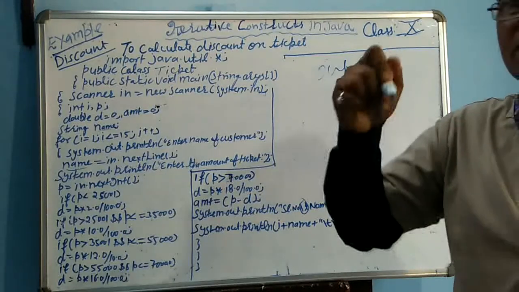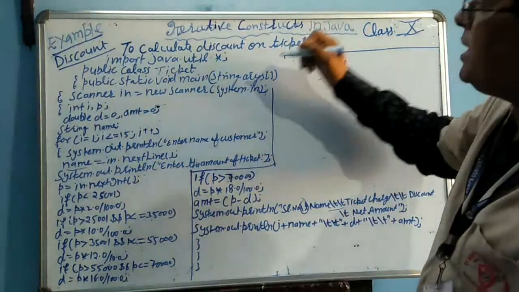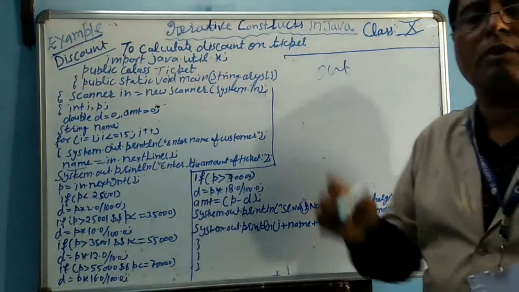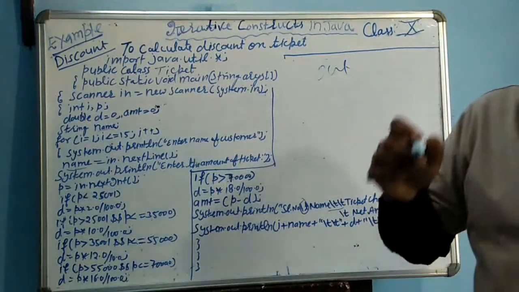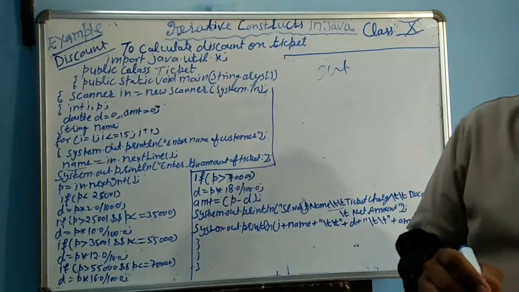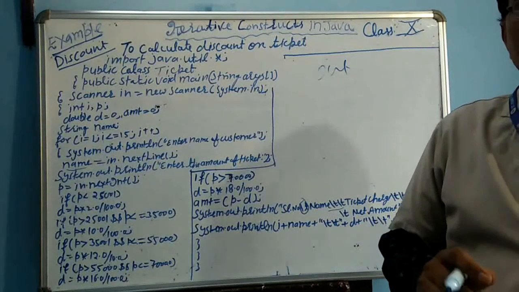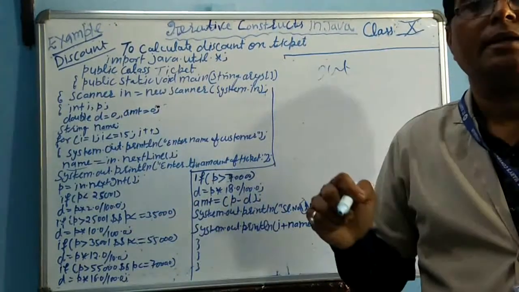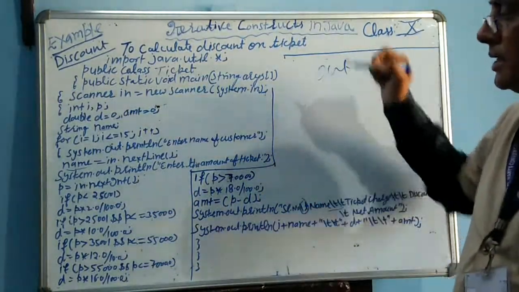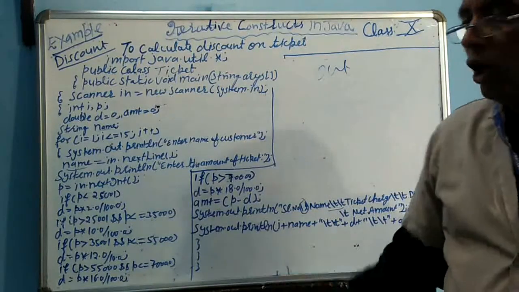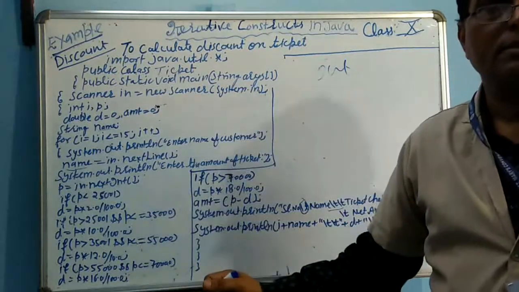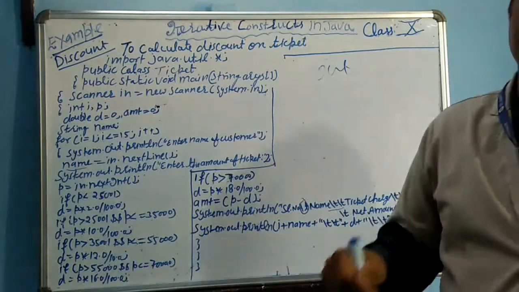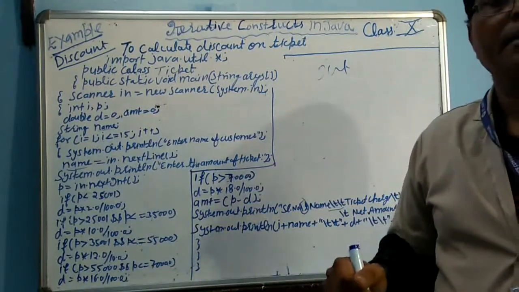You have given the discount to the 15 customers. You can make the list of the 15 customers who got the discount according to the slab. So I think all the students understand well how the discount will be calculated and how it will be printed. Okay, thank you.